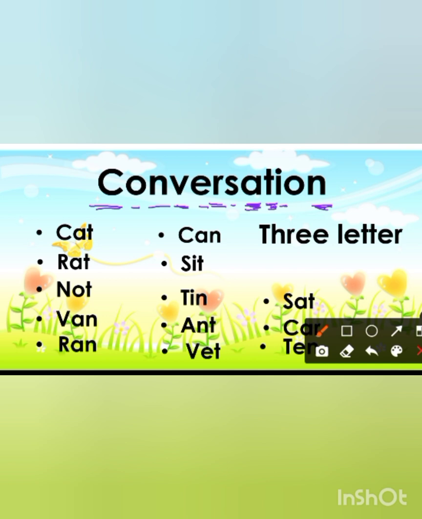Next sat. Car. Ten. These are 3-letter words. You can also see and make new words.